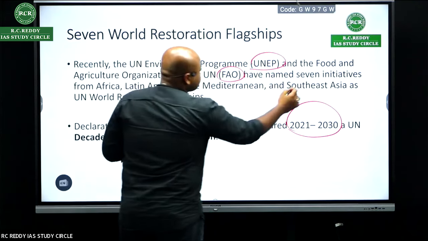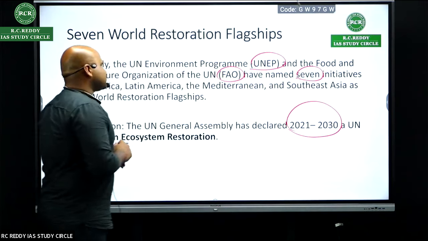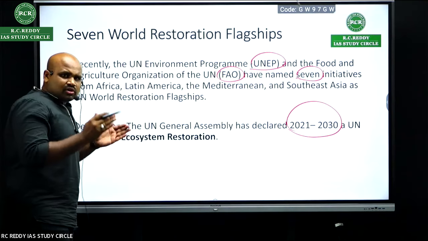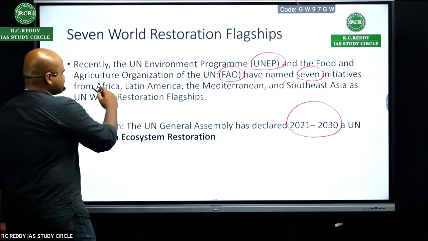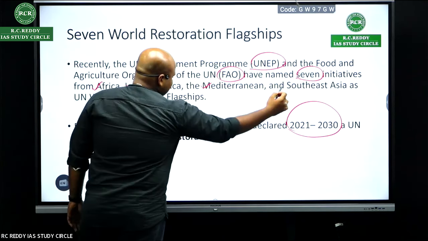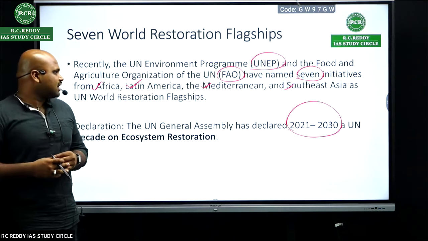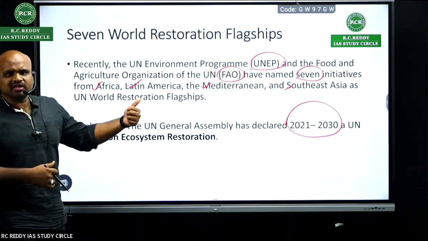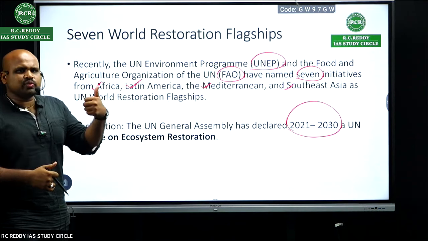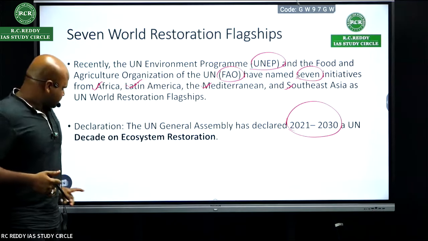How many initiatives? Seven initiatives. In which regions, my dear? Is it all over the world or only specific regions? Specific regions: Africa, Latin America, the Mediterranean region, and the Southeast Asian region. Latin America, Africa, Mediterranean, and Southeast Asia. Who are the parties here? UNEP and FAO. Right?